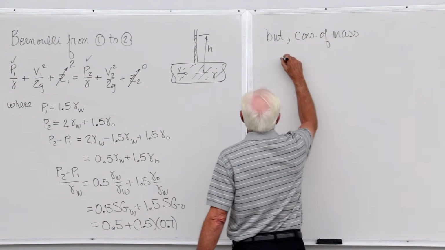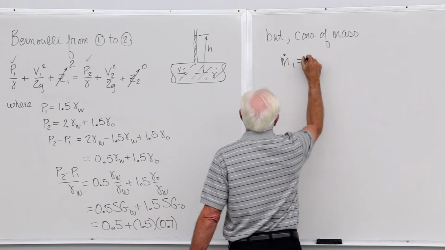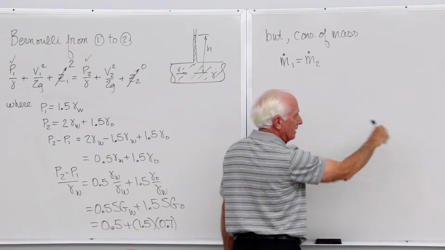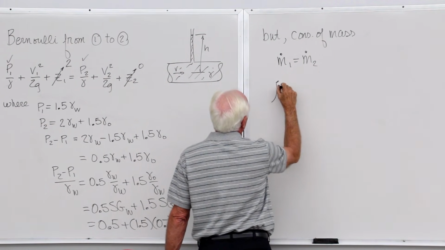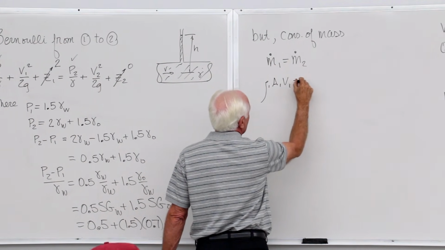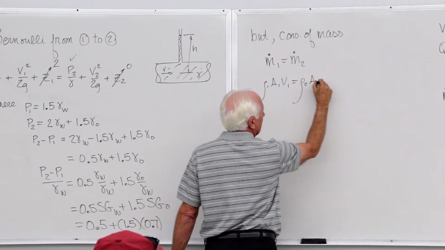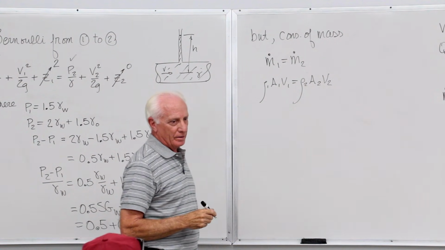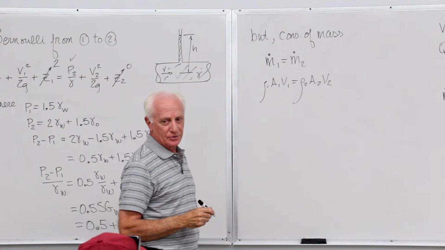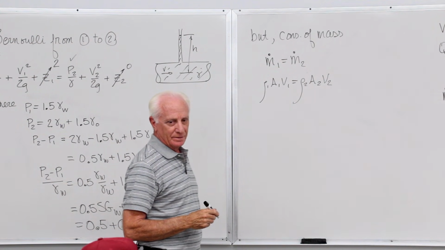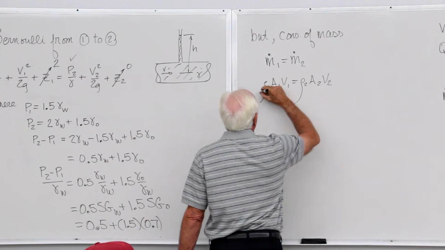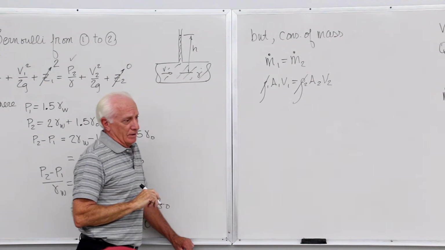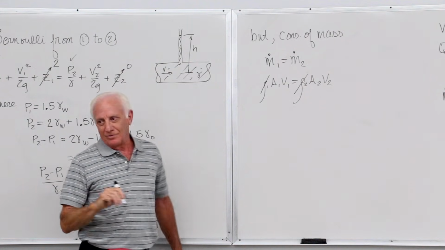Okay. M dot 1 then must equal M dot 2. What's M dot? I wrote it down. Rho 1 A1 V1 equals rho 2 A2 V2. What's the fluid? Water. Is it incompressible? Yeah, we assume it is. What does that mean? The densities are the same. Rho 1 equals rho 2. Here comes the catcher now. Are the areas the same? No, no.